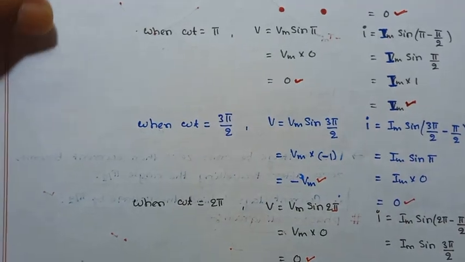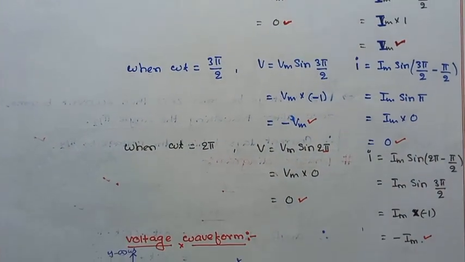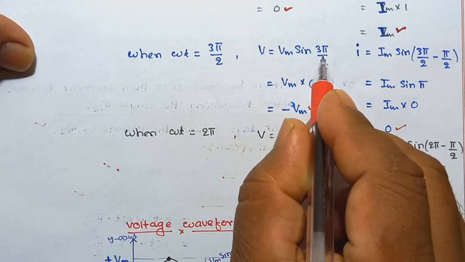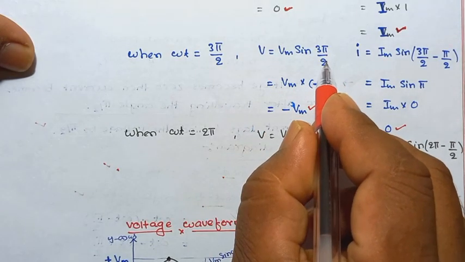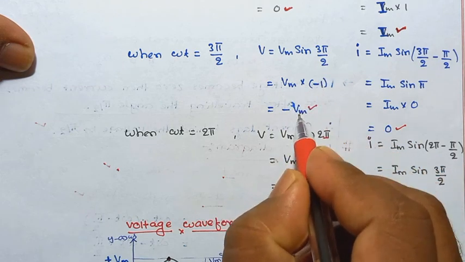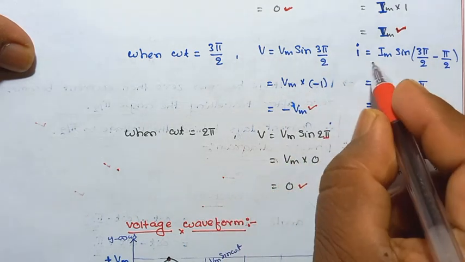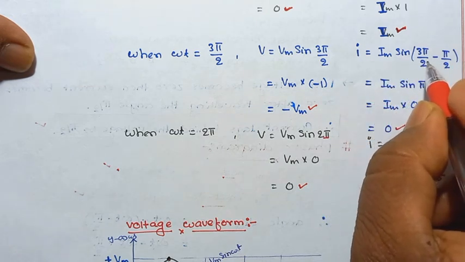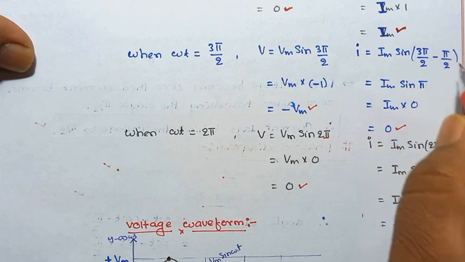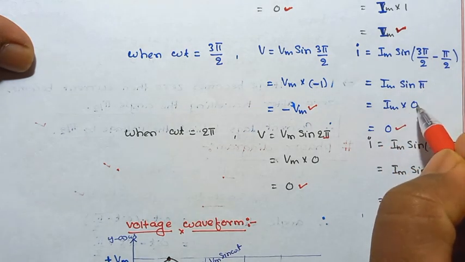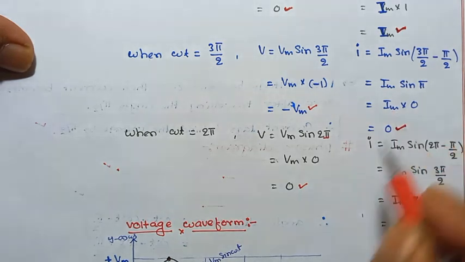Okay. Now we will put omega t is equal to 3 pi by 2. So V is equal to Vm sin omega t. In place of omega t, we will put 3 pi by 2. Sin 3 pi by 2 is minus 1. So Vm into minus 1 is minus Vm. Now I is equal to Im sin omega t minus pi by 2. In place of omega t, we will put 3 pi by 2. So 3 pi by 2 minus pi by 2 is pi. So sin pi is 0. So Im into 0 is 0.